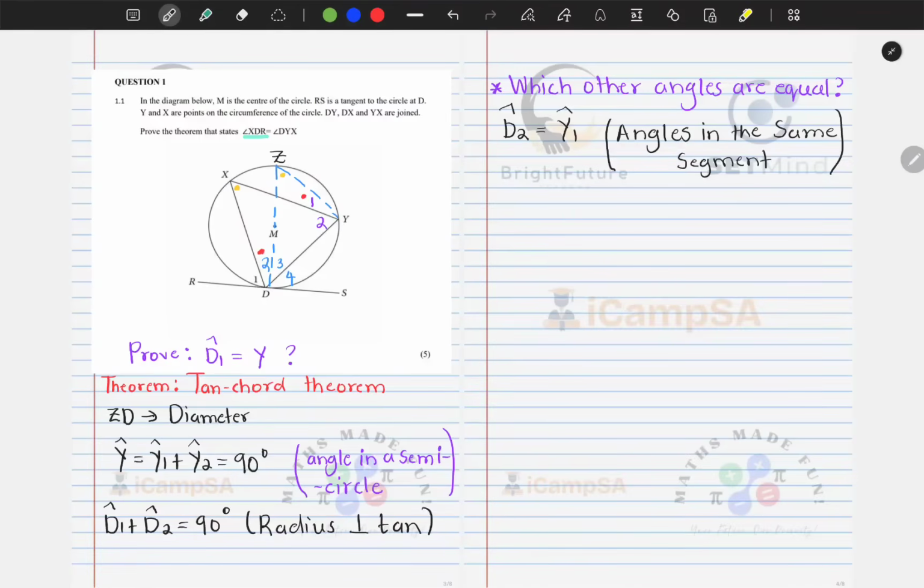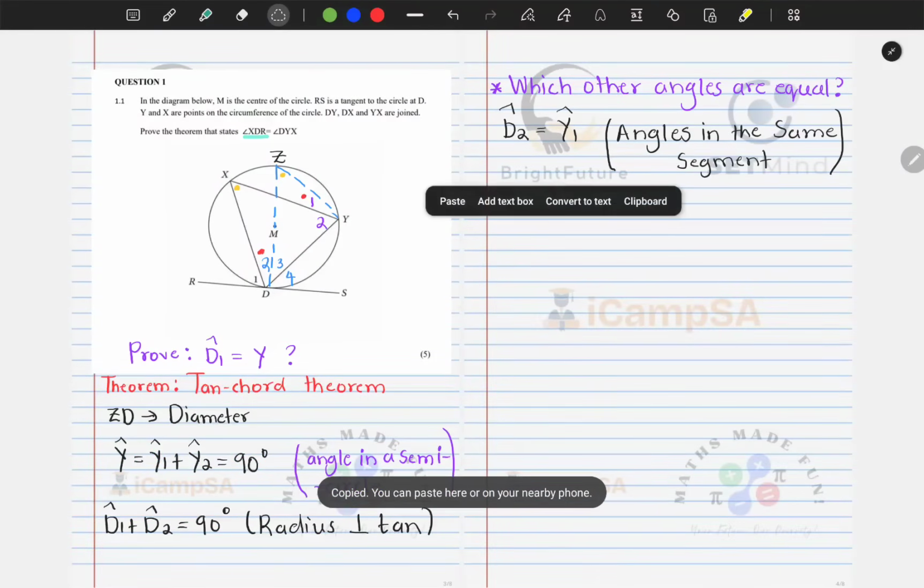With this in mind, now we can go ahead and conclude. If you observe carefully, we had two equations, which were these. Let's copy them.